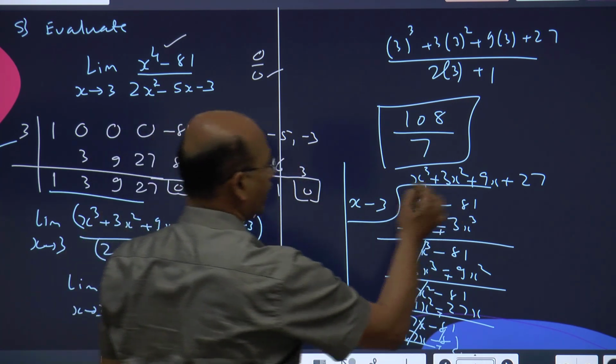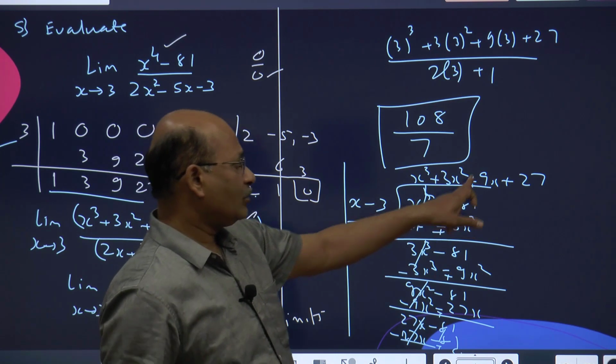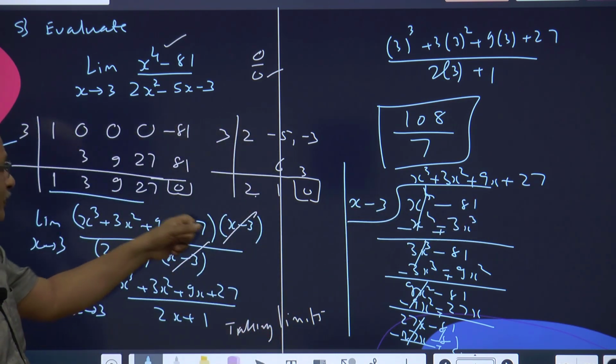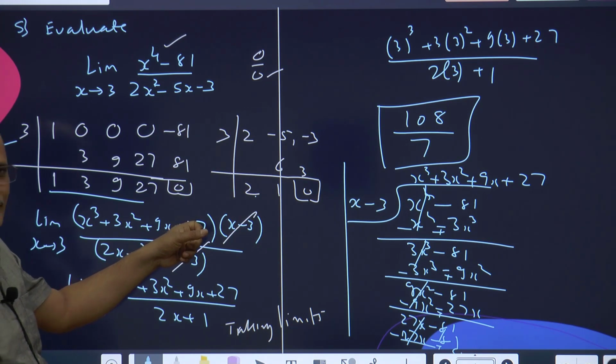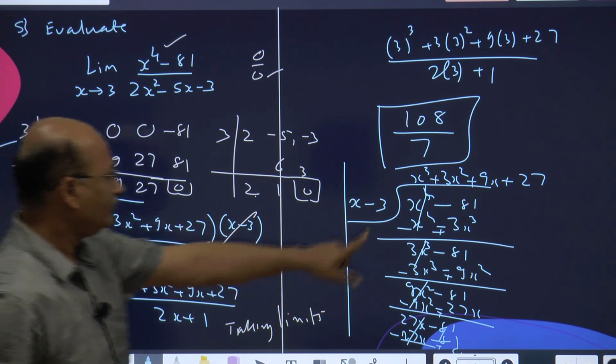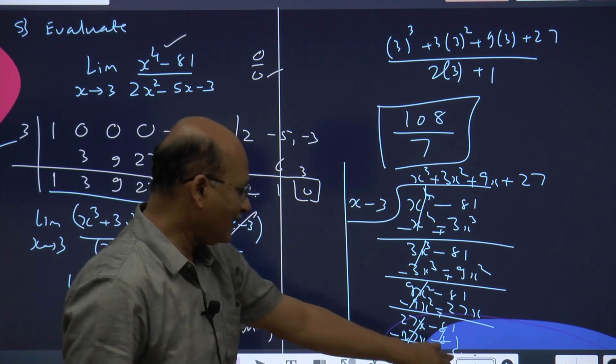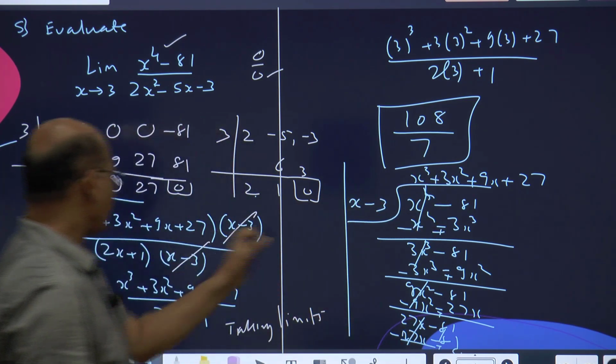Now look at the quotient here, x cube plus 3x square plus 9x plus 27. Quotient and x minus 3. So quotient into divisor plus remainder is 0. That's what I wrote over here.